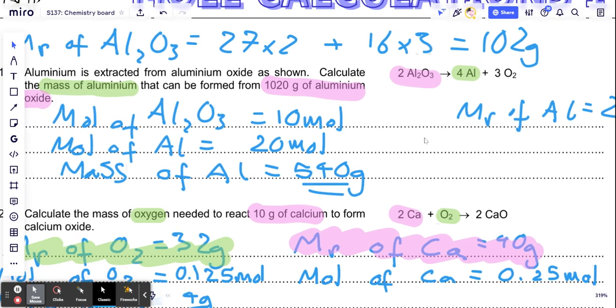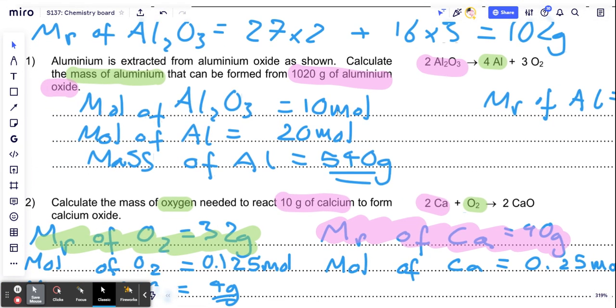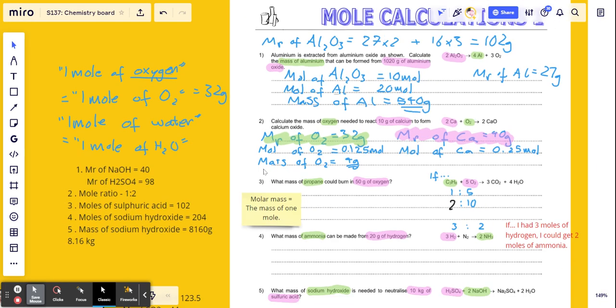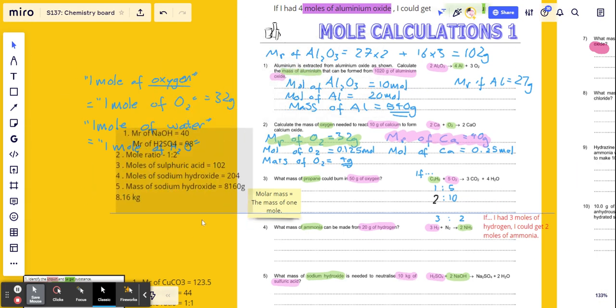I know that I don't have 2 moles. I've in fact got 10 moles, but the ratio is 1 to 2. So if I had 2 moles, I'd get 4. I've got 10, so how many would I get? I'd get 20, because the ratio is 1 to 2. I'd get 20 moles of aluminium. That's the next step.